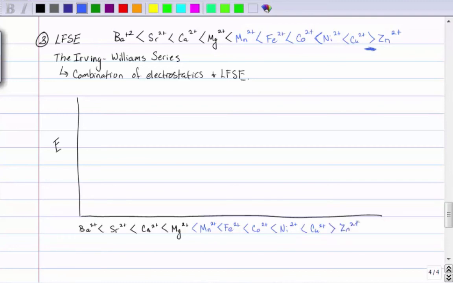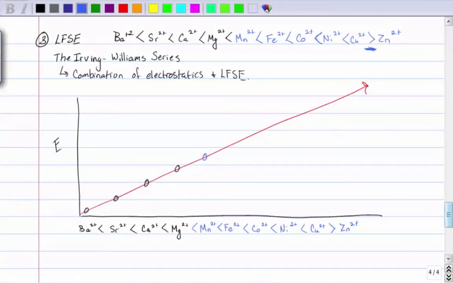So if I just draw a line of what we would expect here based on electrostatics, just on the size to charge ratio of these metal ions, you would expect a direct relationship where the stability of these things would increase as the charge on the nucleus increases, or you are closer to the metal nucleus. So barium, strontium, calcium, magnesium, and manganese lie on this line.